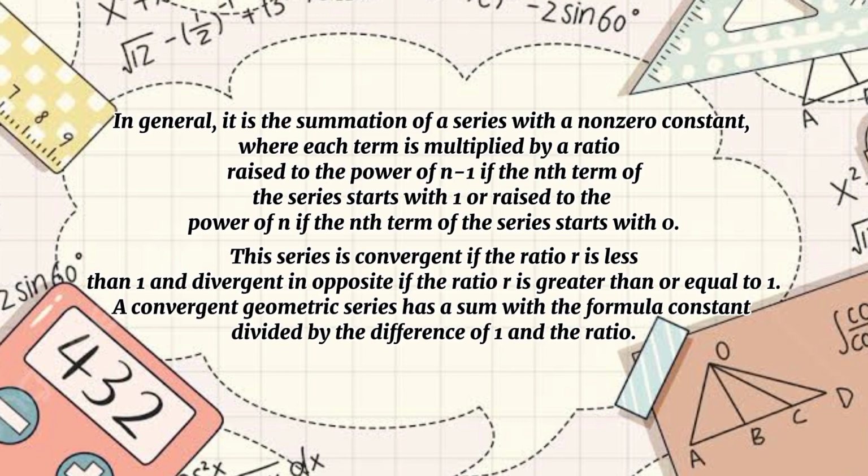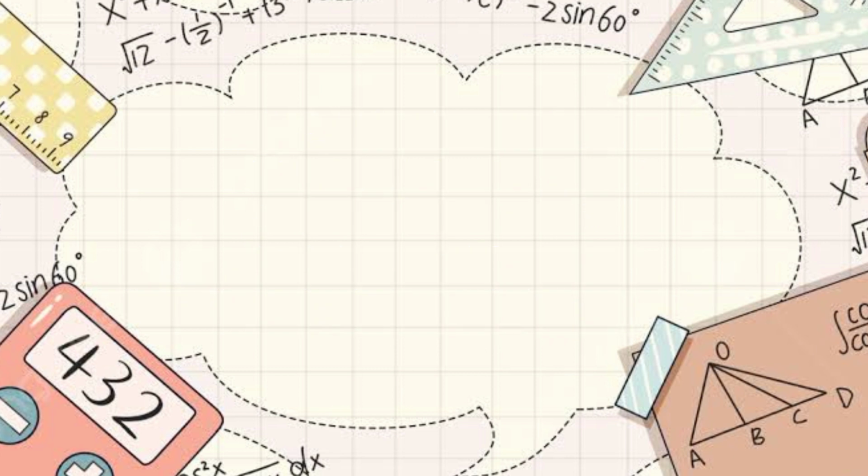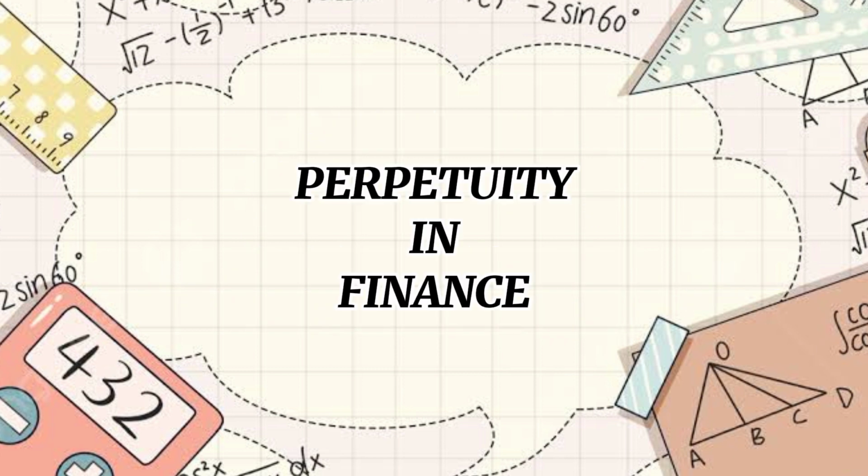Geometric series. It is the summation of a series with a non-zero constant where each term is multiplied by a ratio raised to the power of n minus 1 if the nth term of the series starts with 1, or raised to the power of n if the nth term of the series starts with 0. This series is convergent if the ratio is less than 1 and divergent in opposite if the ratio is greater than or equal to 1. And for the exciting part, the perpetuity of finance.